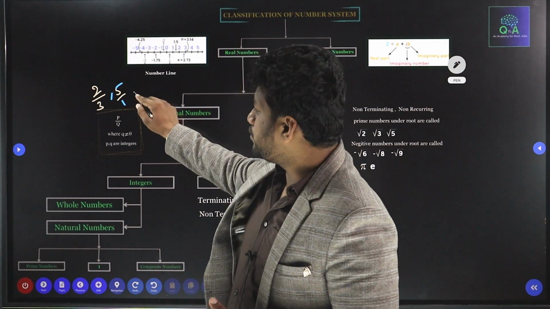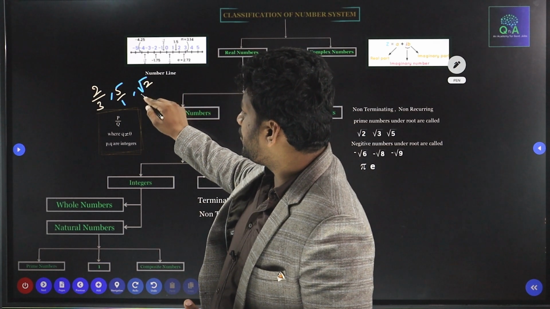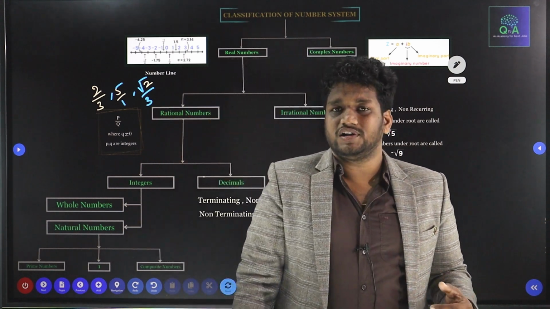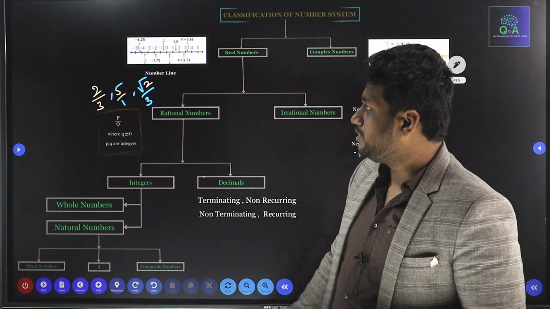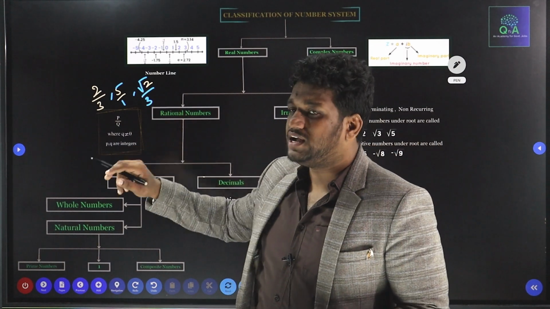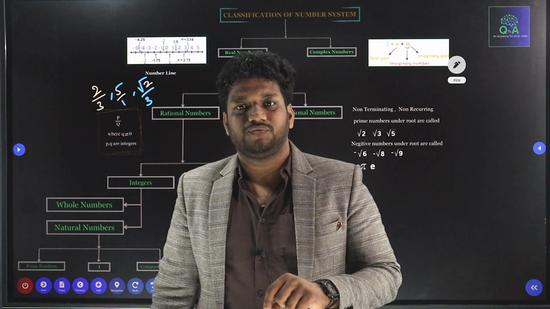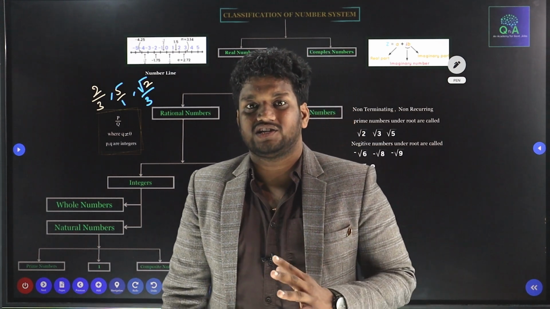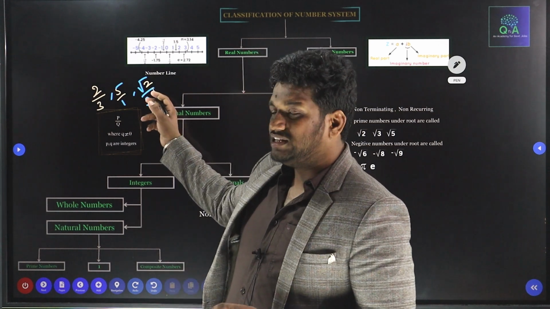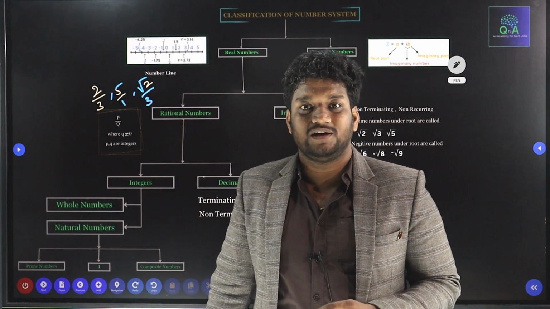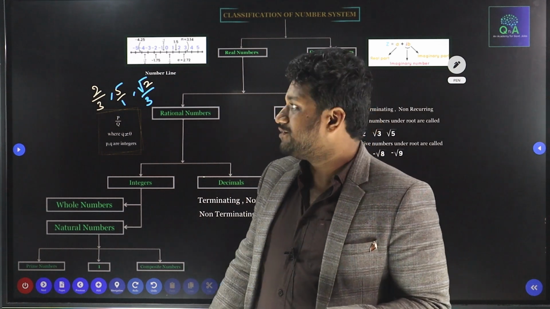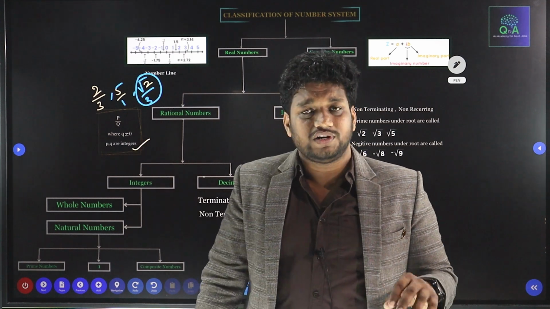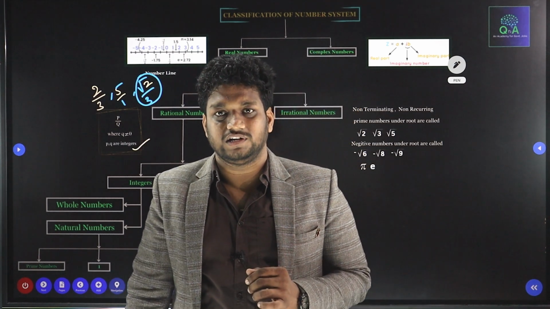But if I take one more example, like square root of 2 by 3. Can you tell me whether it is a rational or irrational number? Here, if you observe, I am keeping a prime number under root. Prime numbers under a root are called what? Irrational numbers. So this number will be considered an irrational number, not an integer. Because of that, I am telling you that p and q definitely should be integers only.